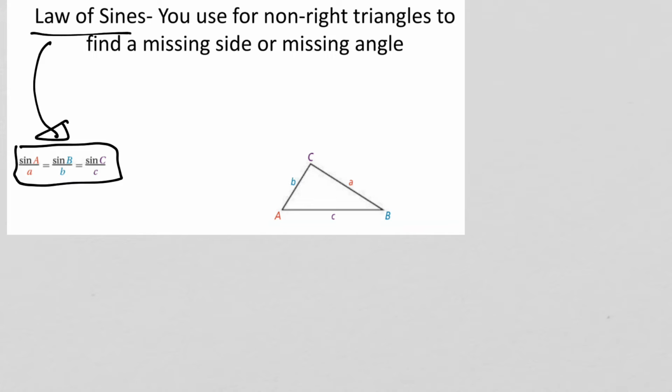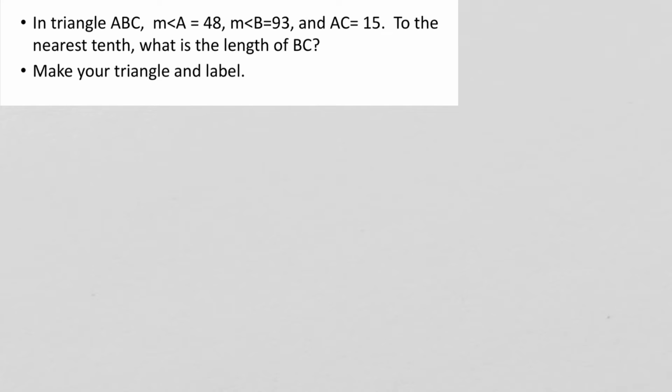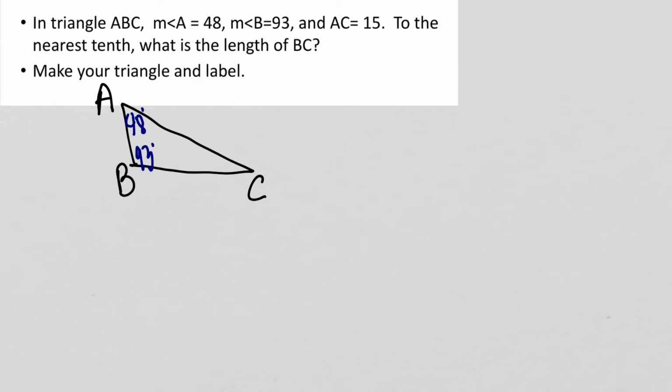So now let's look at a problem to practice here. In triangle ABC, the measure of angle A is 48 degrees, the measure of angle B is 93 degrees, and AC is 15. To the nearest tenth, what is the length of BC? Make your triangle and label. So since this is not a right triangle, I'm going to make one that doesn't look like a right triangle. We got angle A, we got angle B, we got angle C. Now let's put in the information that they're giving us. They're telling us that angle A is 48, angle B is 93, AC is 15. We want to find the length of BC.